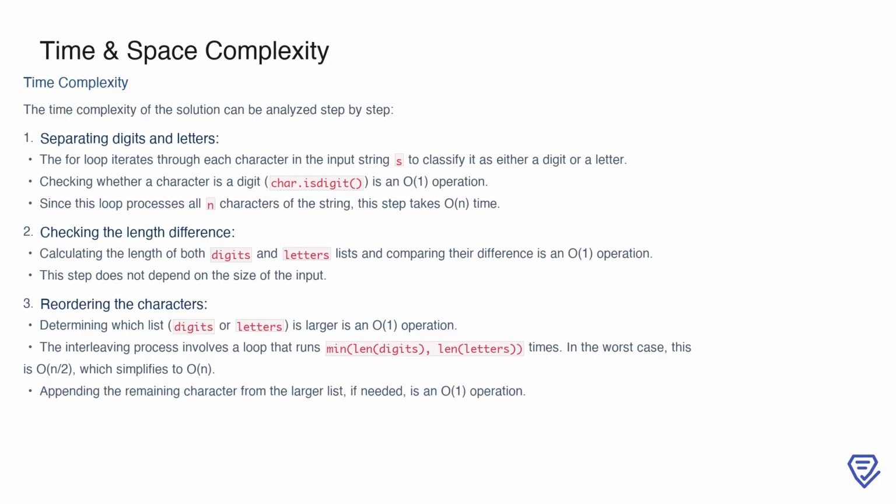Following that, we reorder the characters. This involves determining which list is larger, which is O(1), and then interleaving characters from the two lists. The interleaving loop runs for the smaller of the two list lengths, which in the worst case is n/2, simplifying to O(n). Finally, appending any remaining character from the larger list, if necessary, is an O(1) operation. These steps together give us the time complexity for reordering as O(n).